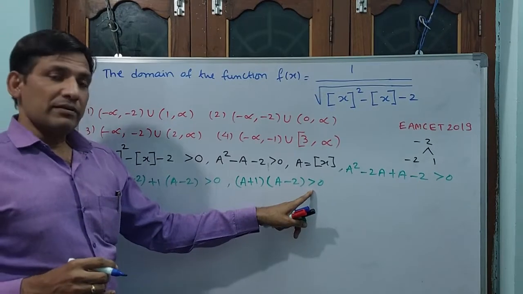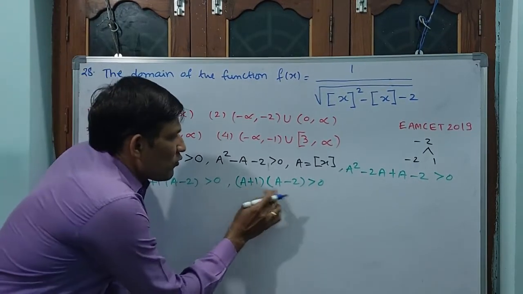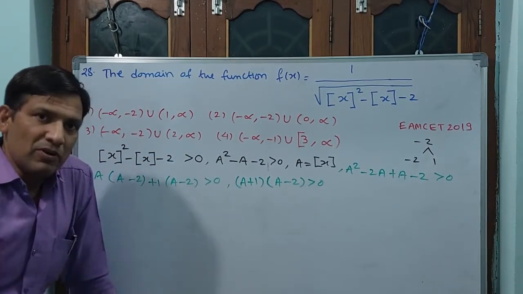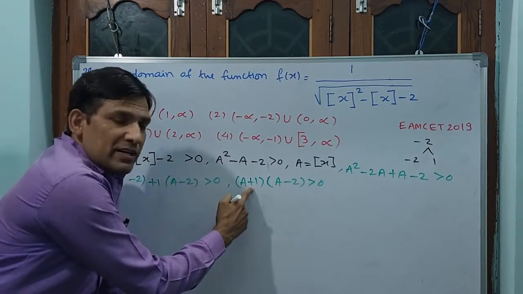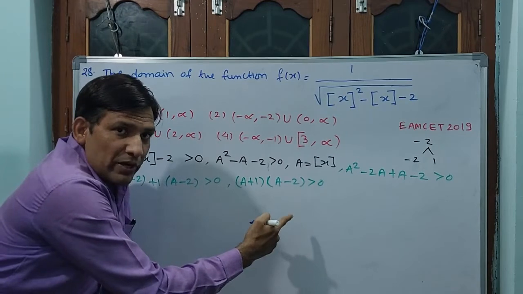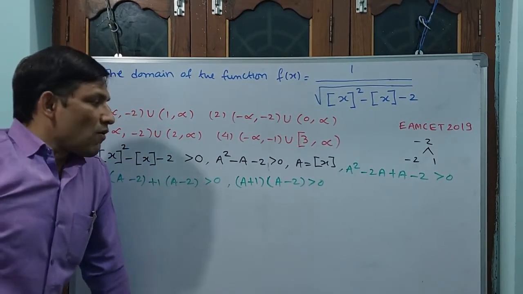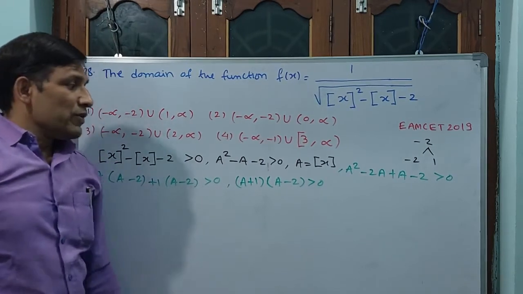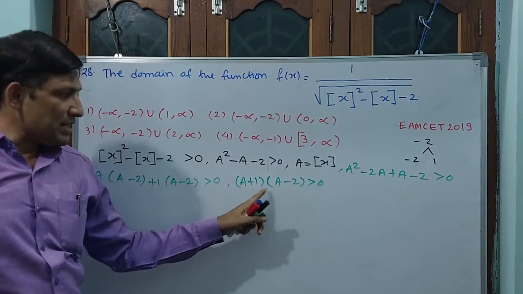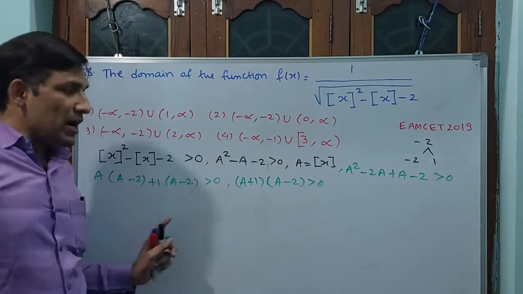But here greater than 0 is there. Greater than 0 means what you have to do? You give between minus 1 and 2 value. That means you give 0. Simple. If you give 0, what will happen? 0 plus 1 is 1. 0 minus 2 is minus 2. 1 into minus 2 it is going to become. But it should be greater than 0. Minus 2 is not going to work out. That means if it is greater than 0, you should not give in between minus 1 and 2. That means you should give less than minus 1 and greater than 2.